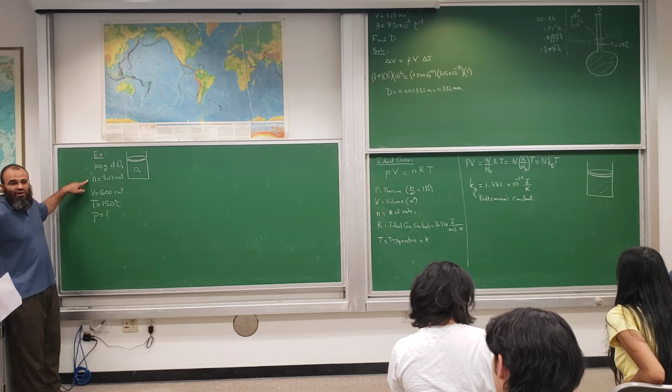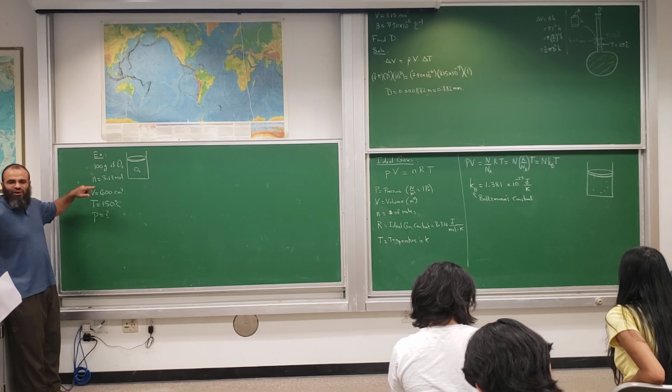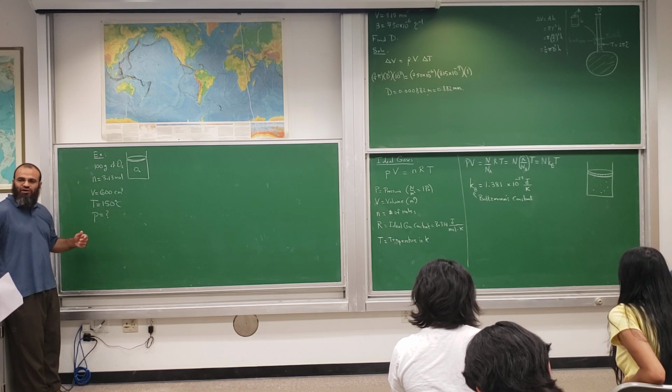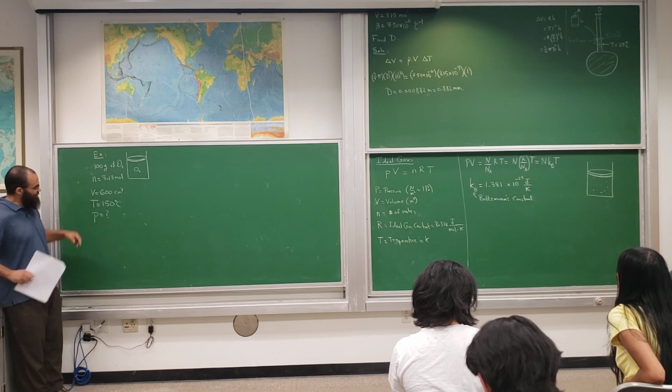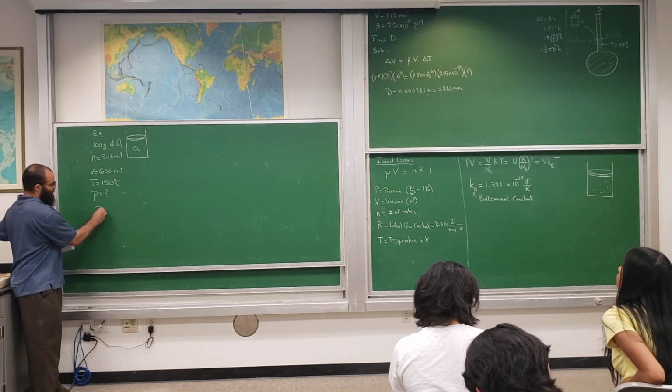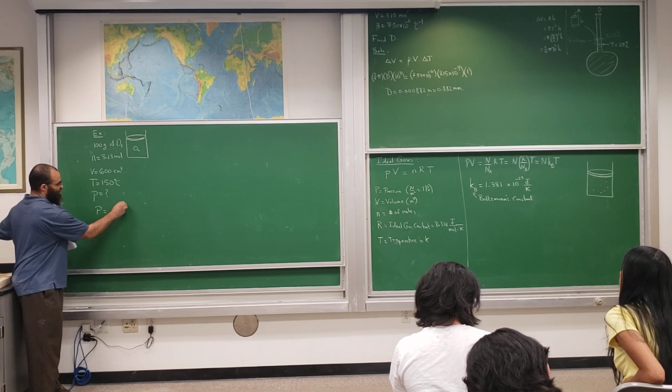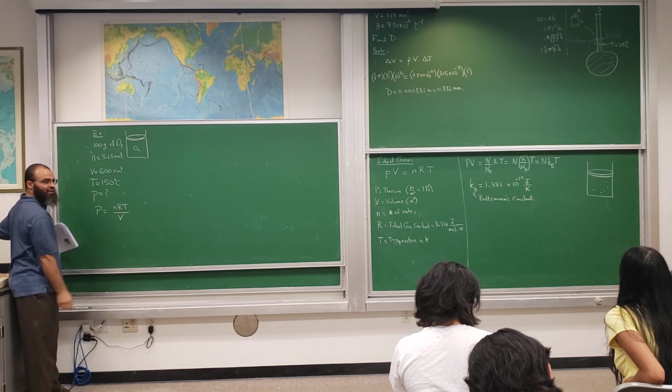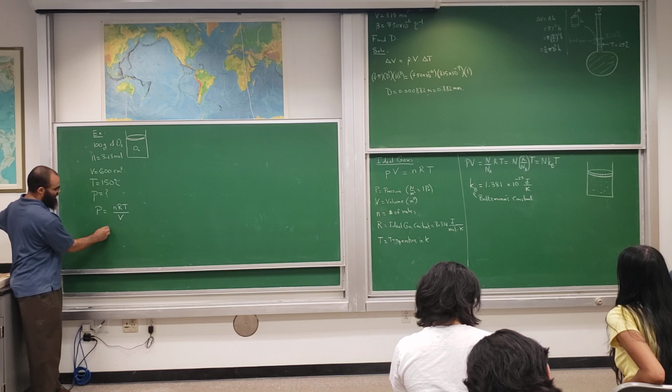nRT. Because we have the number of moles. Why would we change them to the number of particles and then just work harder? So just use the number of moles. So in this case, it's easier to do that. So PV equals nRT, therefore P would be nRT divided by V, right?